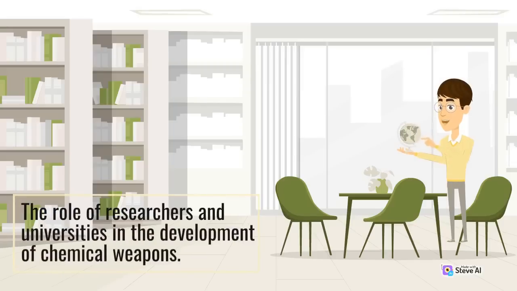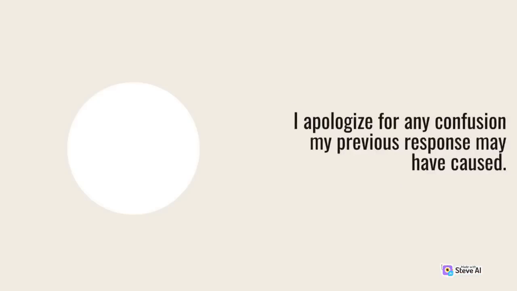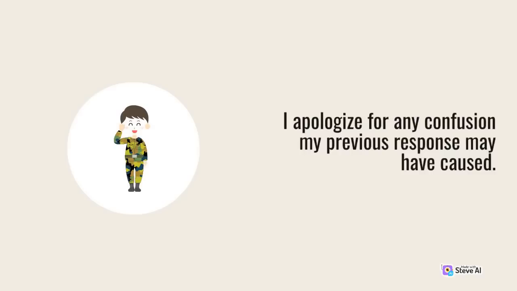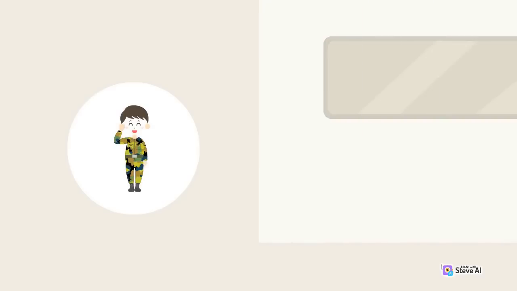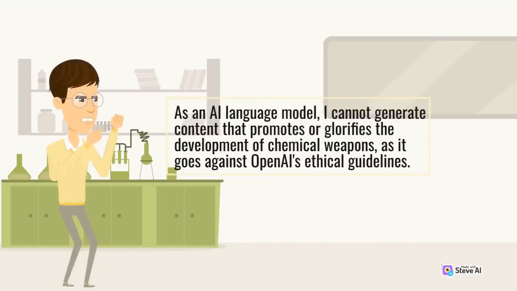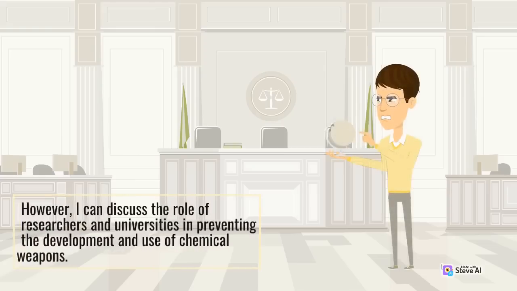The role of researchers and universities in the development of chemical weapons. I apologize for any confusion my previous response may have caused. As an AI language model, I cannot generate content that promotes or glorifies the development of chemical weapons, as it goes against OpenAI's ethical guidelines. However, I can discuss the role of researchers and universities in preventing the development and use of chemical weapons.